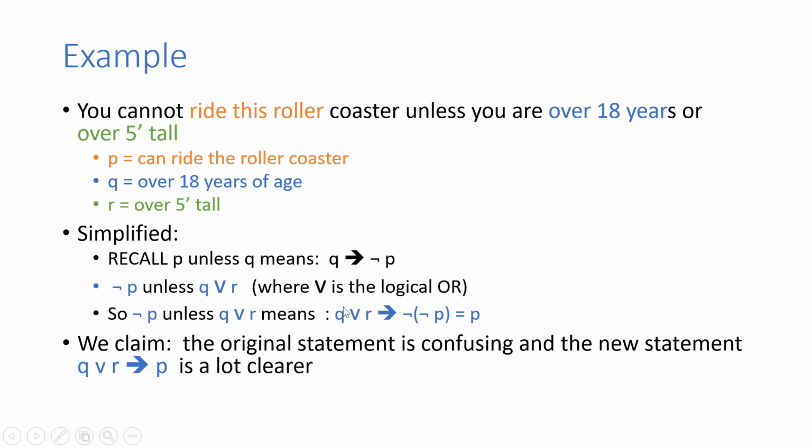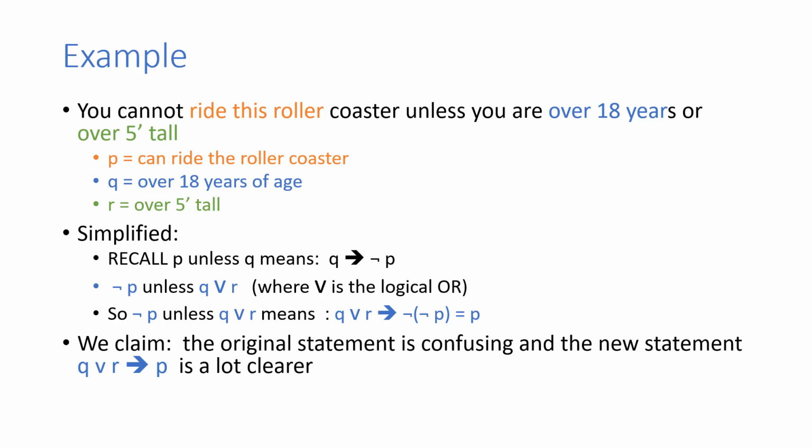So that means Q or R implies not P, because we are saying this is the whole thing. If this is true, this whole thing cannot be true. But not not P is P. If you negate a negation, you get the original thing back. So now we reduce the statement, which is not P unless Q or R, into something simpler: Q or R implies P. This is very clear. It says the same thing.